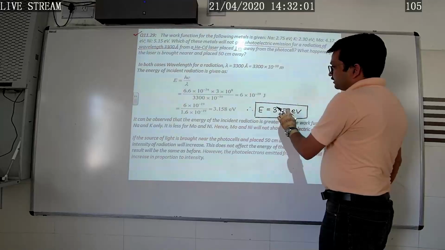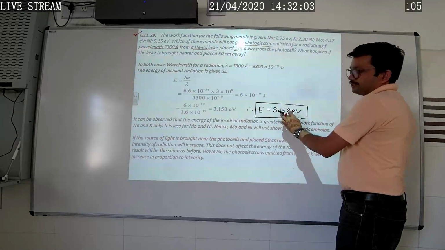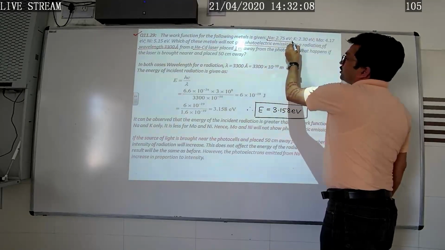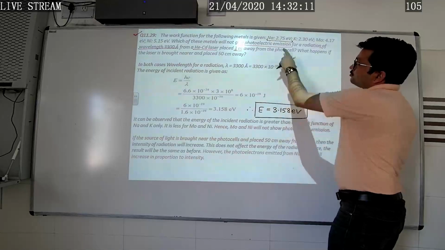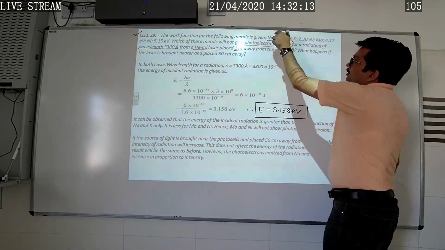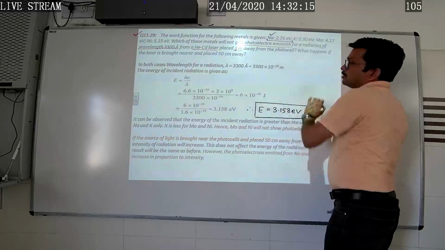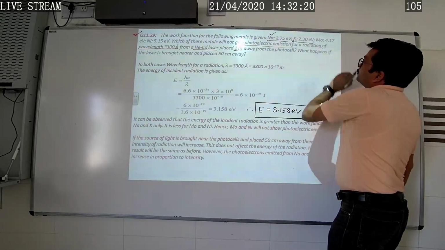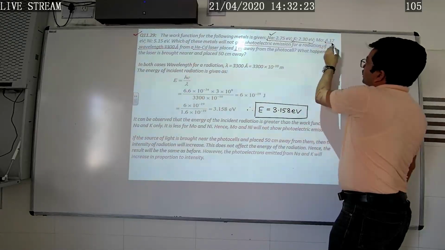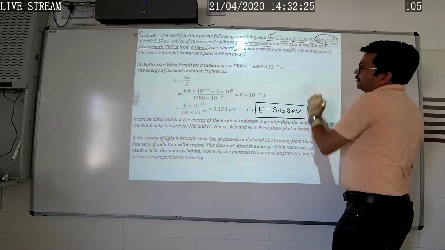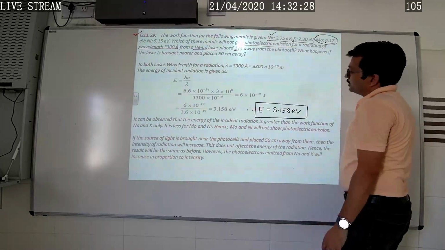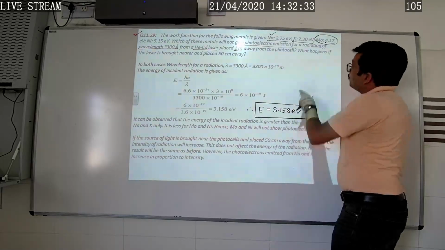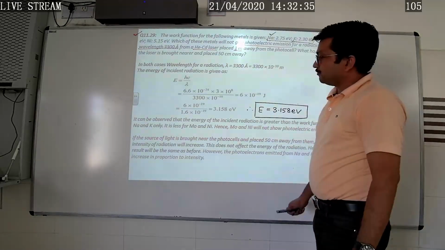Now check whether this energy is greater or lesser than the work function of sodium. This is the work function of sodium. This energy is found to be greater than the work function, so sodium metal will show the photoelectric effect. Potassium will also show the photoelectric effect. Look at molybdenum's work function, 4.17 electron volt; the energy of the incident radiation is lesser than this work function, so molybdenum is not going to show the photoelectric effect.